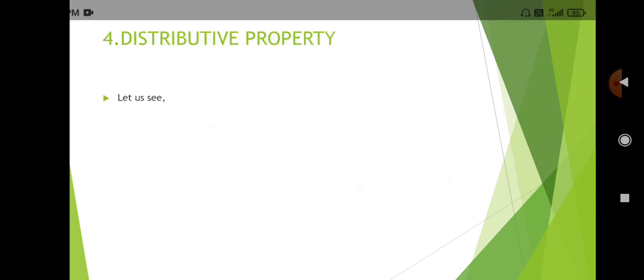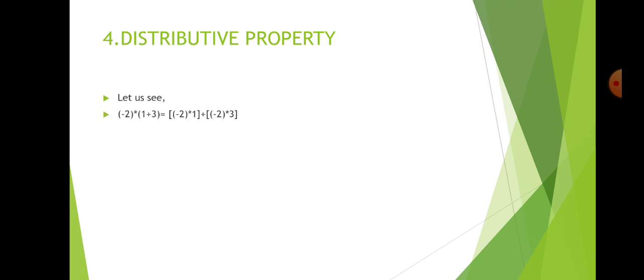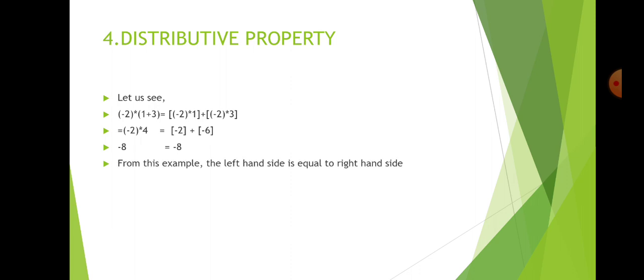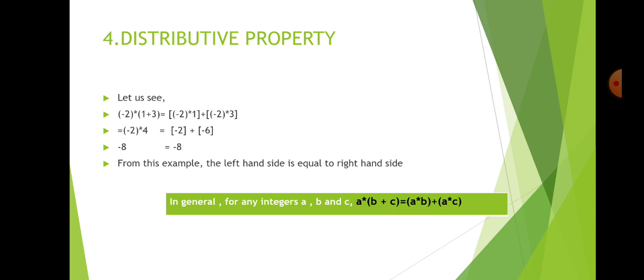Distributive property. Here I am taking three integers, minus 2, 1, 3. Minus 2 into (1 plus 3) is equal to, separating this, minus 2 into 1 plus minus 2 into 3. See the LHS and RHS. On the LHS, minus 2 write as it is, into, in bracket 1 plus 3 is 4. On the other side, minus 2 into 1, 2 1s are 2, it has minus, plus minus 2 into 3, 2 3s are 6, minus 6. And on the left, 2 4s are 8, minus is there, so minus 8, equals minus 2 plus minus 6. Here also we are getting minus 8. So LHS value and RHS value are both equal, right? So this is the distributive property: a, b and c are three integers, then a into (b plus c) is equal to a into b plus a into c.